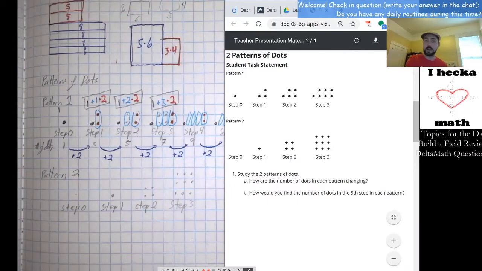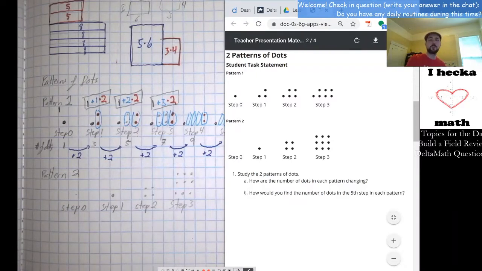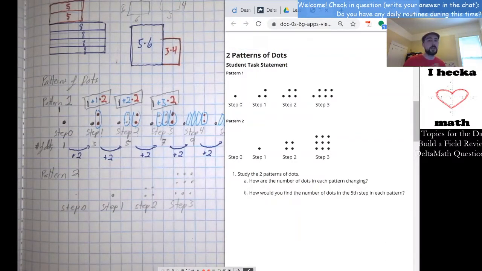Okay, pattern number two. If you have not done this already for pattern number two, you should. Or if you want to try again, thinking about the annotations that we just did, pause the video and answer these two questions for pattern number two. How are the number of dots in each pattern changing? From this one to this one to this one to this one. And how would you find the number of dots in the fifth step? So pause the video, go through and annotate for pattern number two, and then when you come back, we'll talk about it.